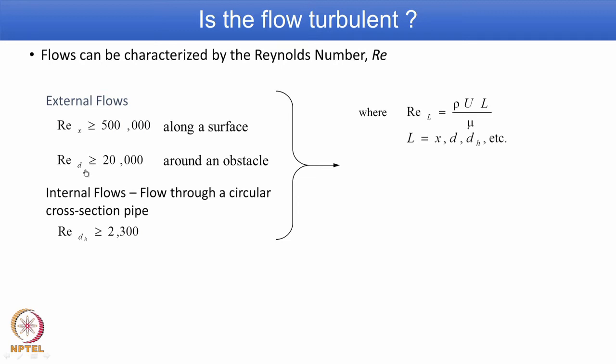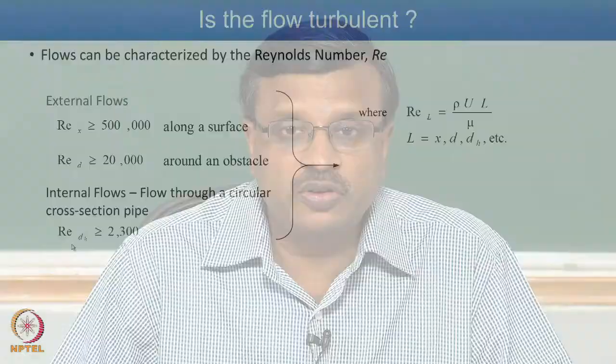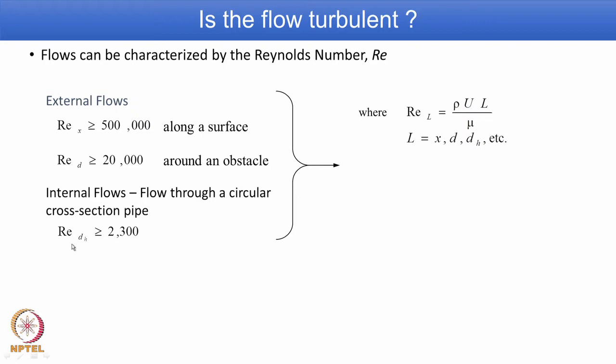Next situation is an internal flow, a well known example being flow through a circular cross section pipe. It can be any cross section, it can be a sudden convergent section or an enlarging section. So, the Reynolds number is defined based on hydraulic diameter, and if that value happens to be greater than or equal to 2300, then the flow becomes turbulent.